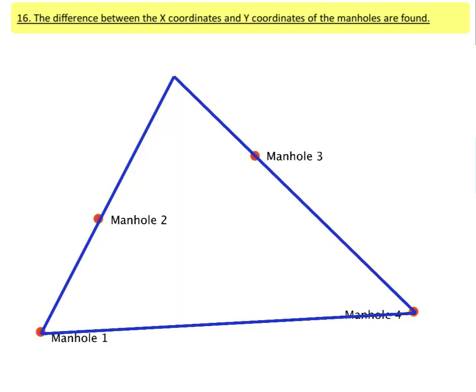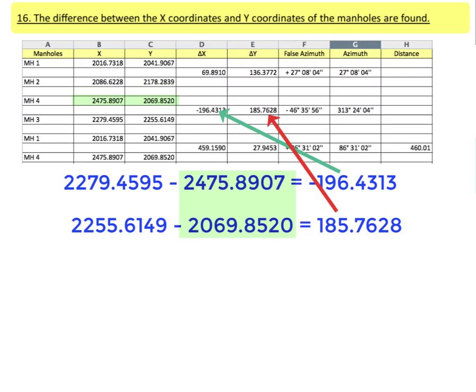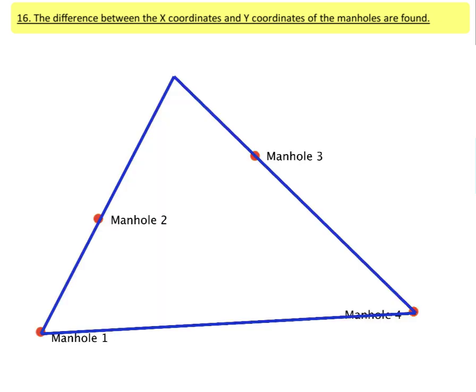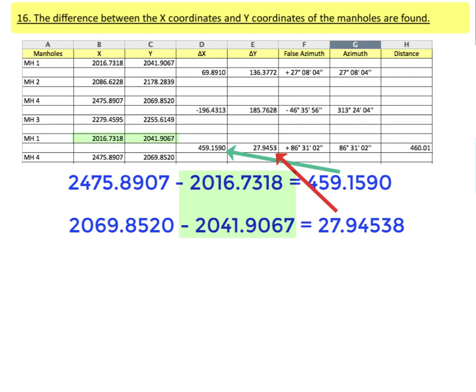Similarly, since the sewer is going from manhole 4 to manhole 3, the coordinates for manhole 4 are subtracted from the coordinates for manhole 3. Finally, the side of the triangle from manhole 1 to manhole 4 must be found, so the coordinates for manhole 1 are subtracted from the coordinates for manhole 4.